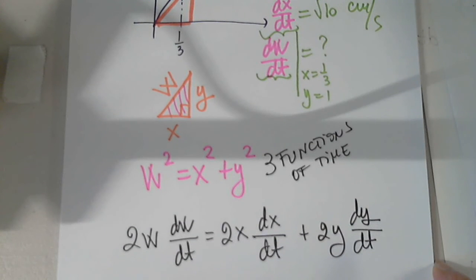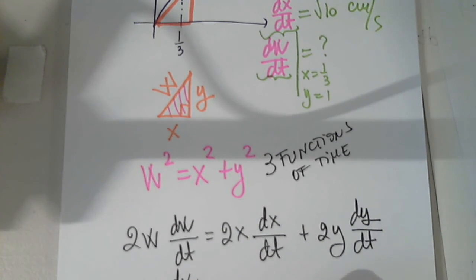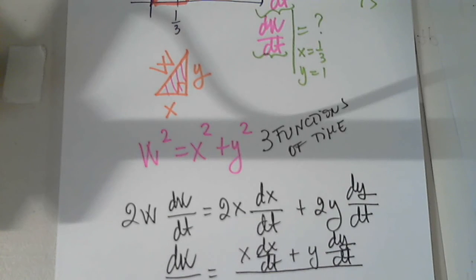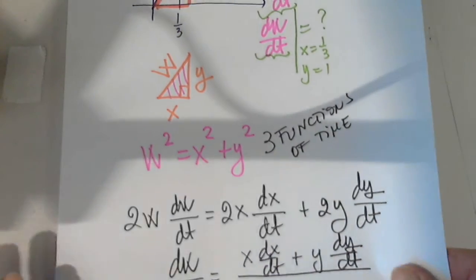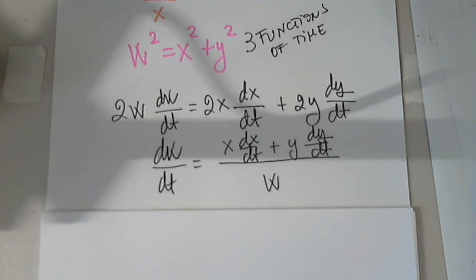Yes, we'll divide both sides by 2, and I will solve for dw over dt, which is x dx over dt plus y dy over dt, over w. And now let's see what we have and what we don't, what we need, etc. Any questions so far on this problem? Very similar to the very first one.